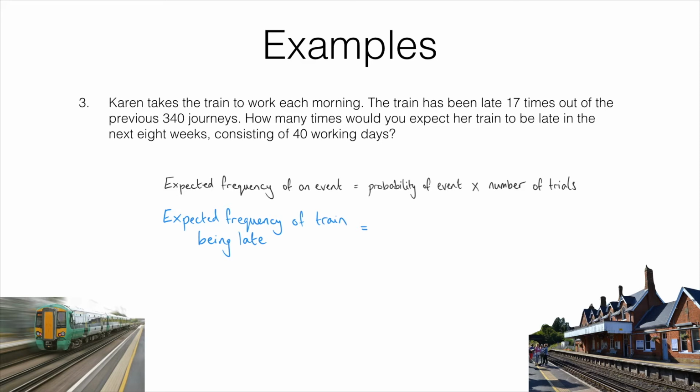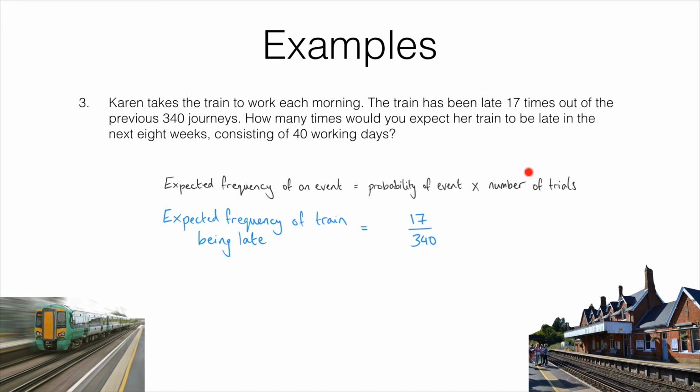The question doesn't tell us the probability that the train is late, but we can work it out. To be more precise, we can work out the relative frequency of the train being late. Now remember, relative frequency is not a frequency, it's an experimental probability. In this case, it is simply 17 over 340. That's the probability that the train will be late based on the recent evidence.